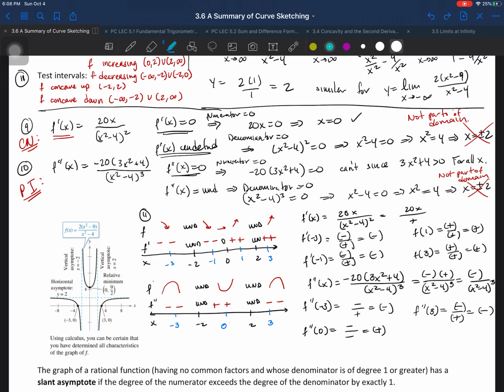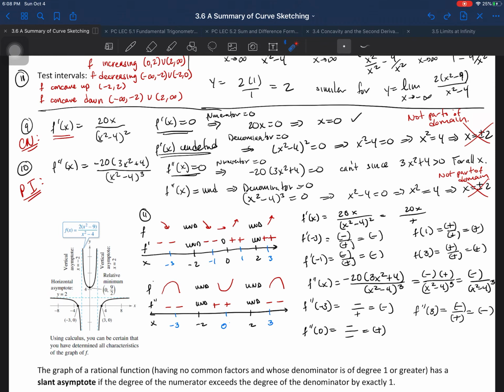I'll say start with the asymptotes. So start with an asymptote. So here we go. We had an asymptote at x equals negative 2 and positive 2. Perfect. We also had a horizontal asymptote at 9/2. So perfect. There you go. We already have those two.